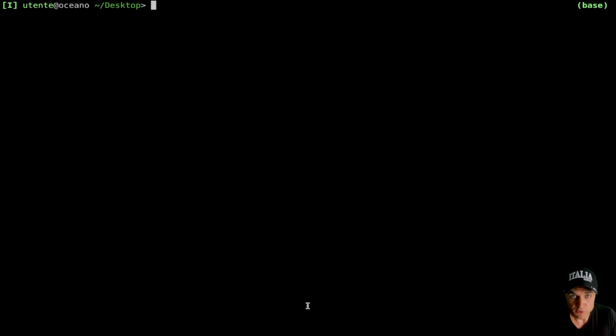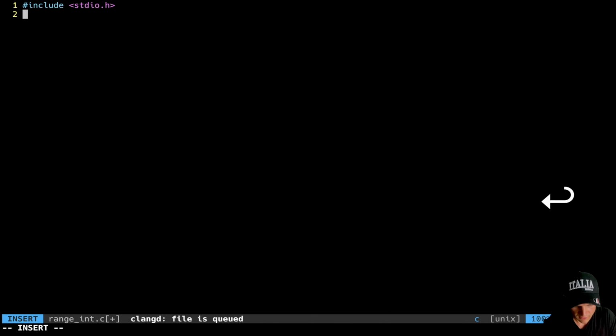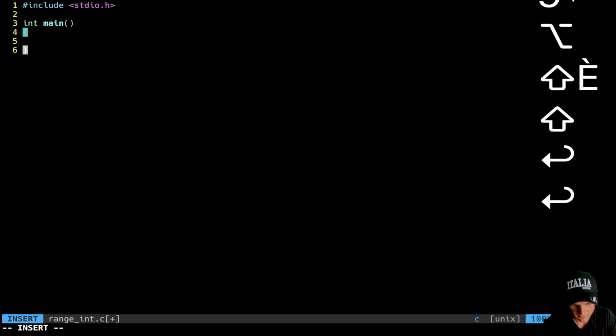All of this works very simply. We just have to plug in symbolic constants coming from limits.h and float.h. Easy peasy. Now we have to compute these ranges ourselves. How can we do that? Let's start. We're going to create a file with vim, ranges_int.c. As usual, we include the standard input output, and that's it.